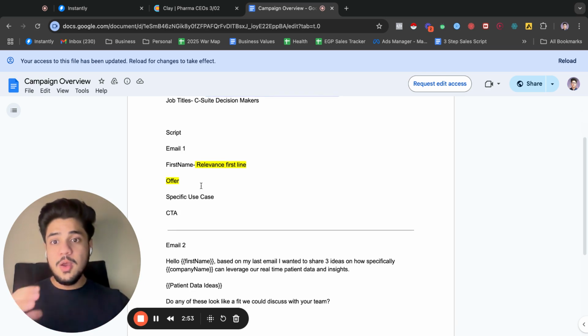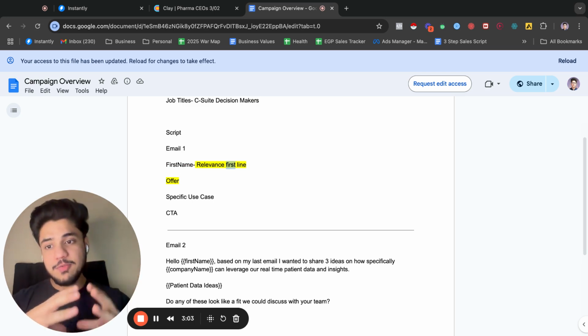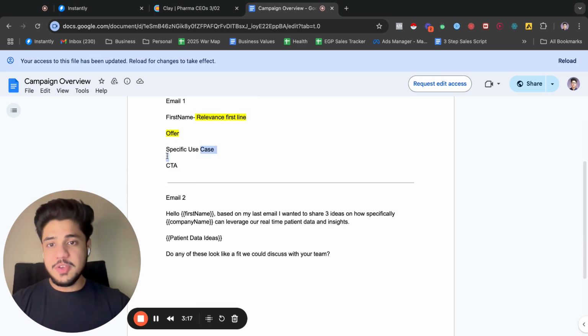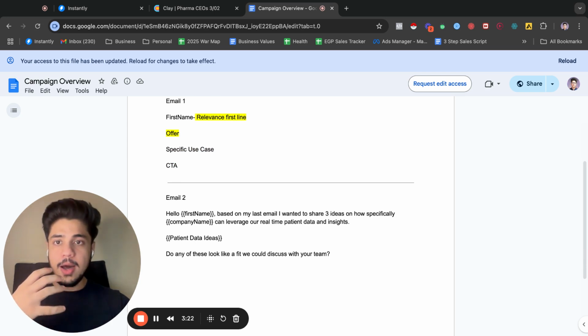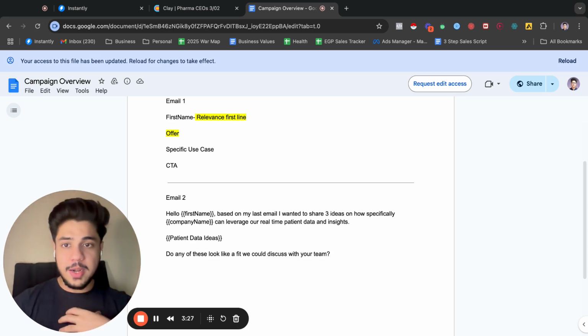Coming back to this, the first email that we had was pretty straightforward. It was the first name, then a relevance-based first line, basically any first line that shows the prospect that we have done enough research about them. Then it's an offer, by which I mean a one-line value proposition, where we test different value propositions and messaging to see what resonates best with the target customer. Then we have a specific use case, which is based on the company's background, how they can leverage our data, and then we have the CTA.